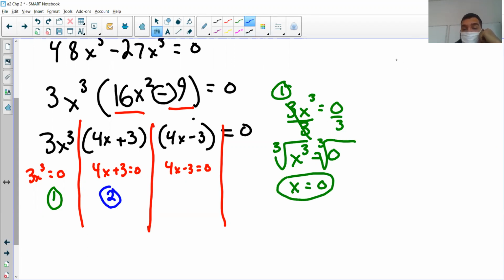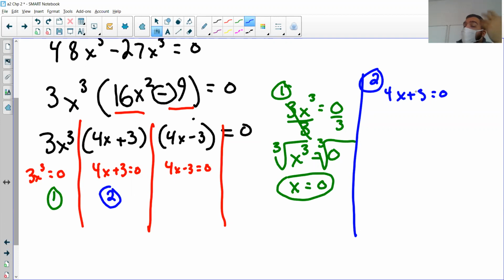I'll do the second part here. So then I have 4x plus 3 equals 0. Carmela, what would you do here? 4x plus 3 equals 0 to solve for x? Minus 3, yeah. So 4x equals -3. Then what? Divide by 4. So x equals -3 over 4.